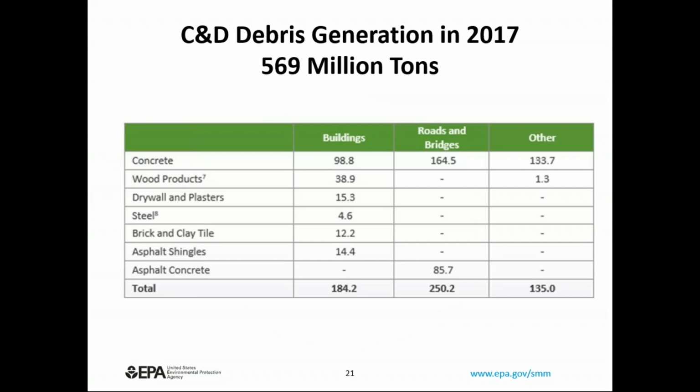This chart displays the amount of C&D debris generation from buildings, roads and bridges, and other structures for each material with C&D debris. The other structures category includes communication, power, sewer and waste disposal, water supply, and the manufacturing infrastructure. Of the three categories, the three columns, roads and bridges contributed the most to C&D debris generation. Most of the generated waste is from concrete.